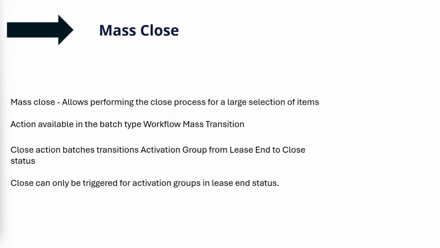So mass close allows performing the close process for a large selection of items like mass lease end. This function is available in batch type workflow transition, and it transitions activation group from lease end to close. So one thing to note is the close can only be triggered if the activation group is already in lease end status.